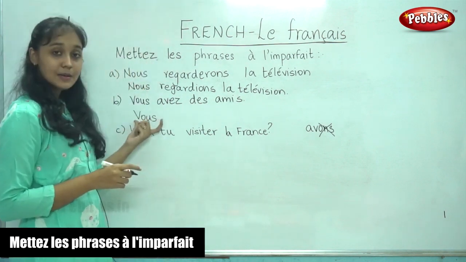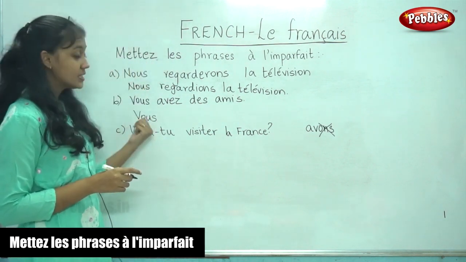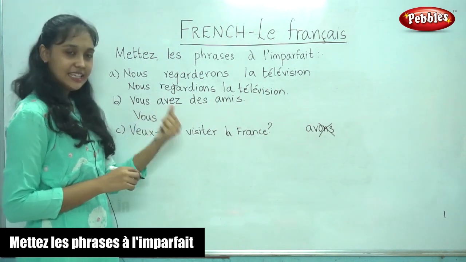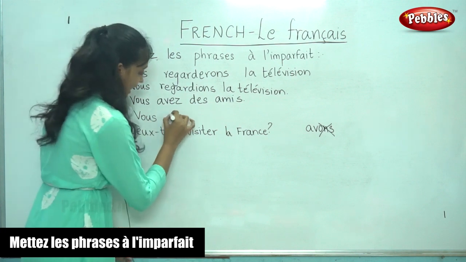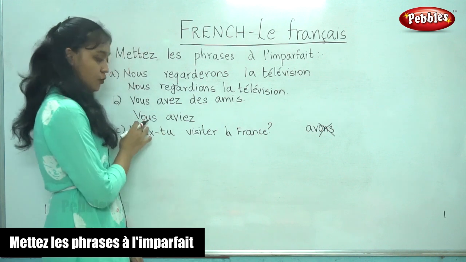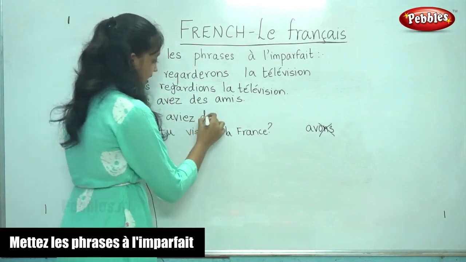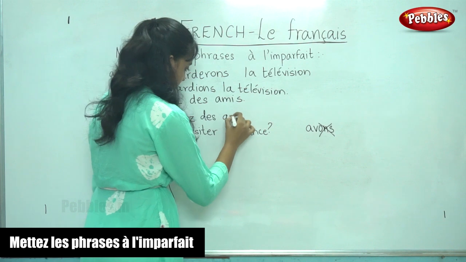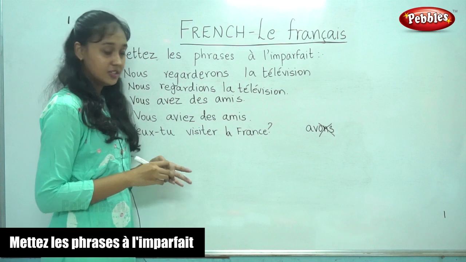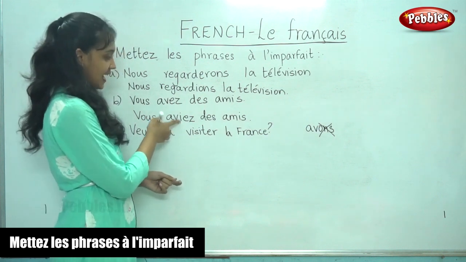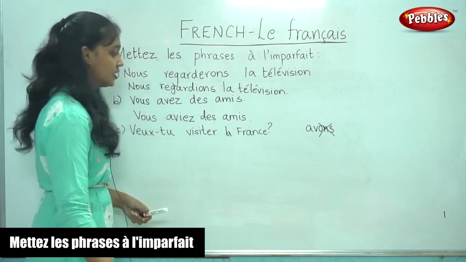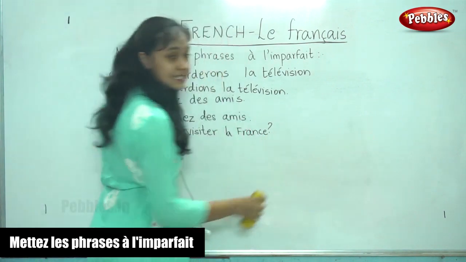So what is the subject here? Vous. And what is the ending in imparfait for vous? It is iez. So a v iez. Vous aviez des amis. So here also there is a slight change. We only added i. So it makes a big difference in the meaning. So our last sentence.